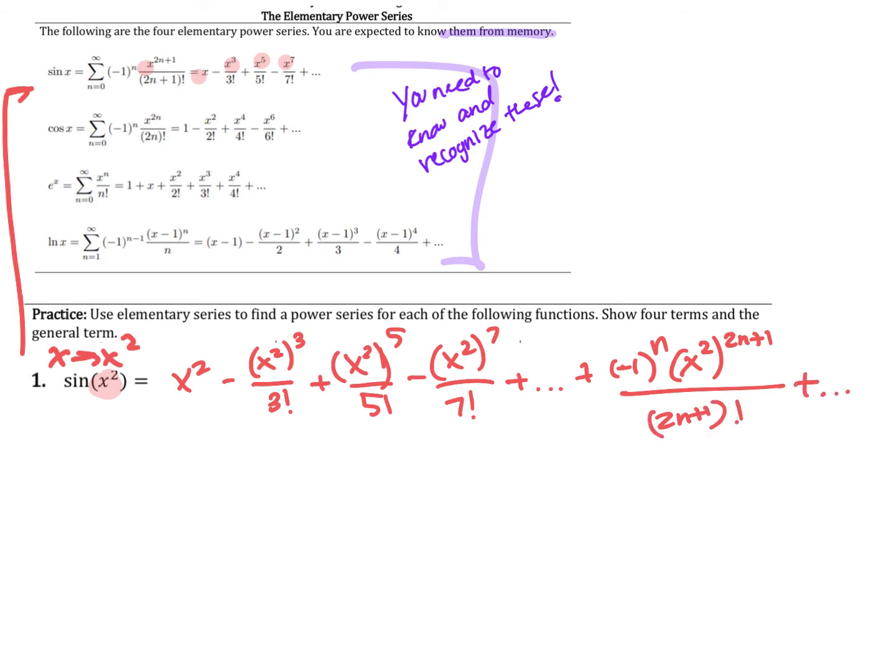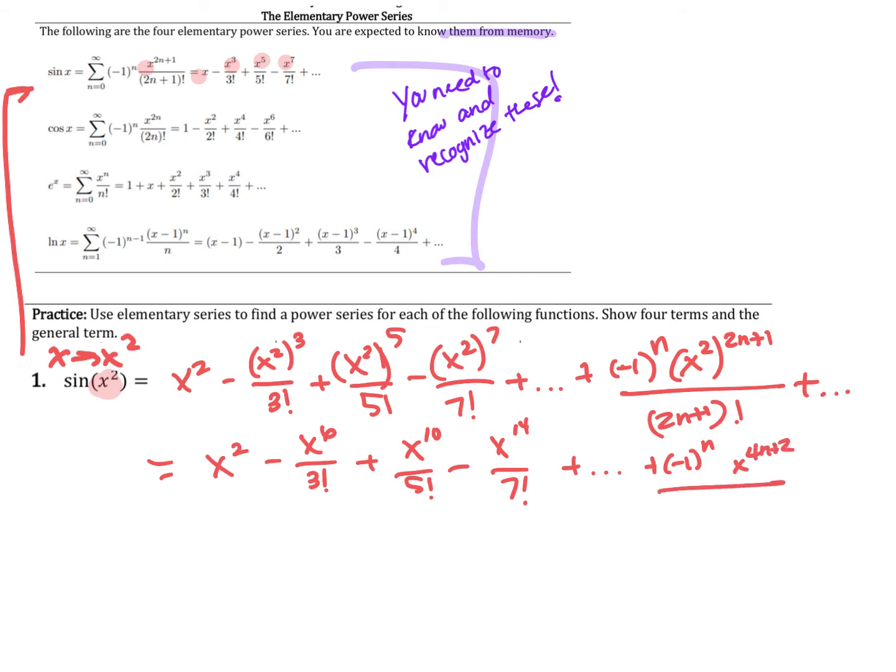And then let's go ahead and just make this look a little nicer. This is x squared minus x to the 6th over 3 factorial plus x to the 10th over 5 factorial minus x to the 14th over 7 factorial plus dot, dot, dot. And then we could simplify our general term as well. This is going to be x to the 4n plus 2 over 2n plus 1 factorial plus dot, dot, dot. So what we just did was we took the power series that we knew was true for sine, and we used that to write a power series for sine of x squared.